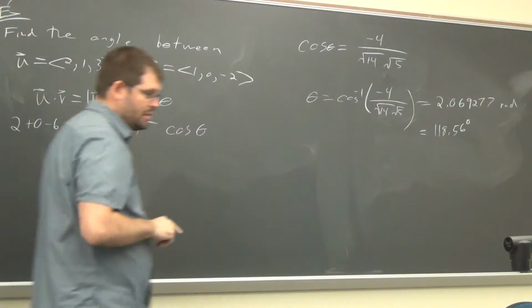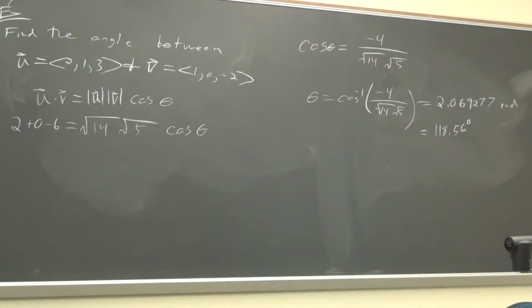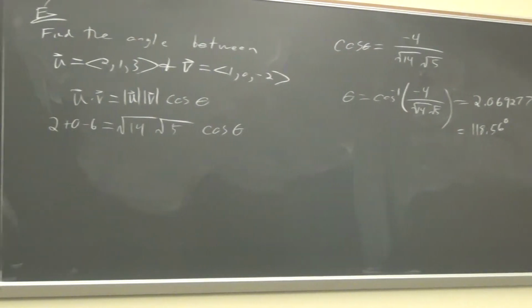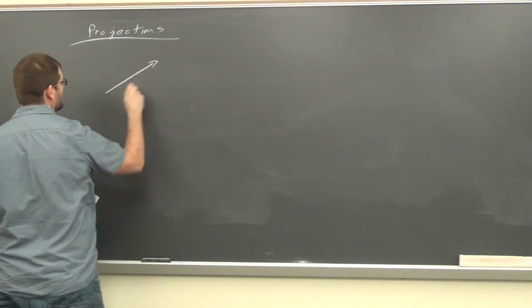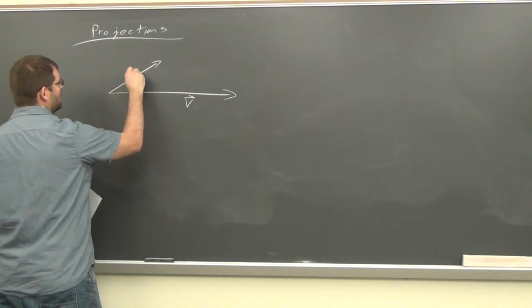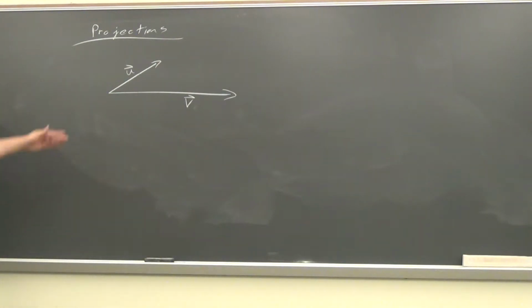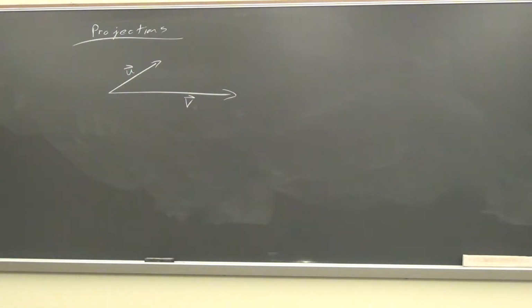The next thing we need to remember is the projection. Let's just draw our setup here. You've got some vector v, some vector u. The v could be really short. It's not, I'm just drawing it this way.